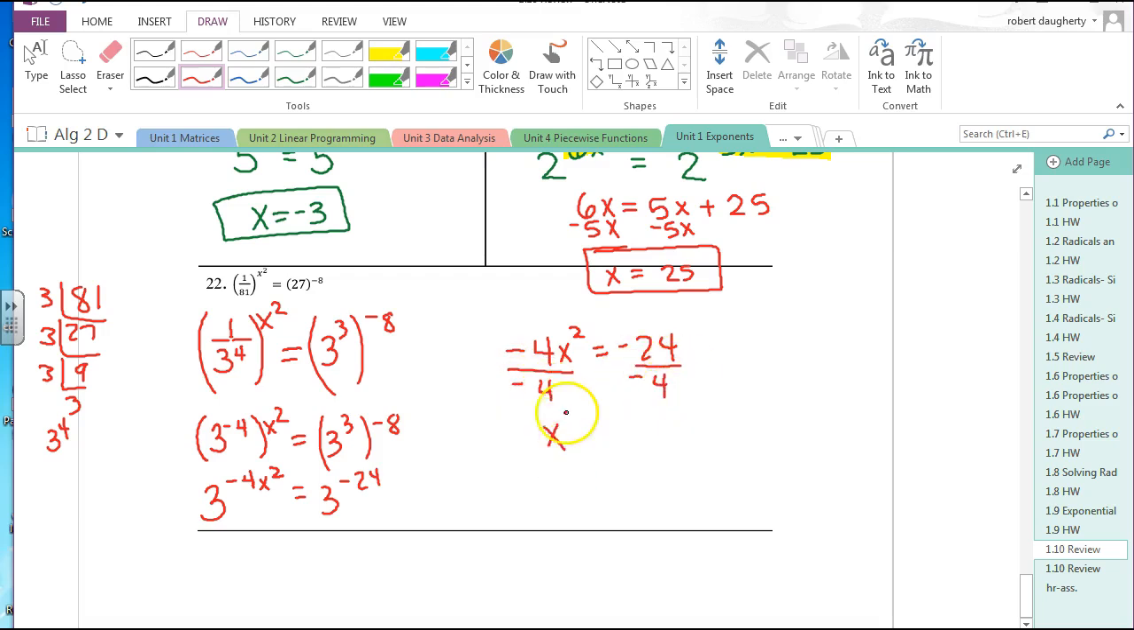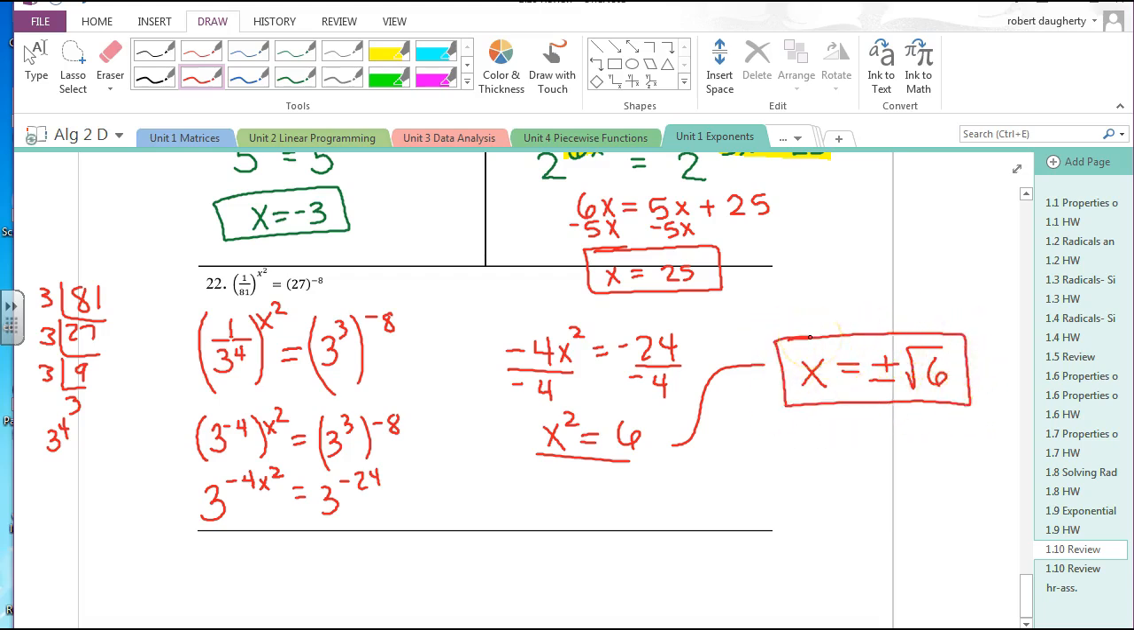and I get x squared equals 6. How do I solve this? This is solving an exponential equation. This has two solutions. So x is equal to plus or minus the square root of 6. Okay, that was a little bit harder, bonus level, but it follows the same procedure. You're sort of working backwards.